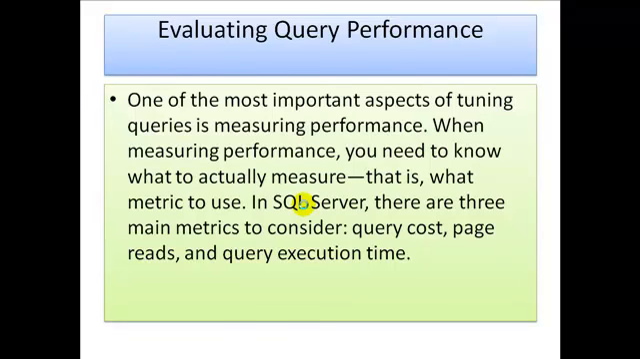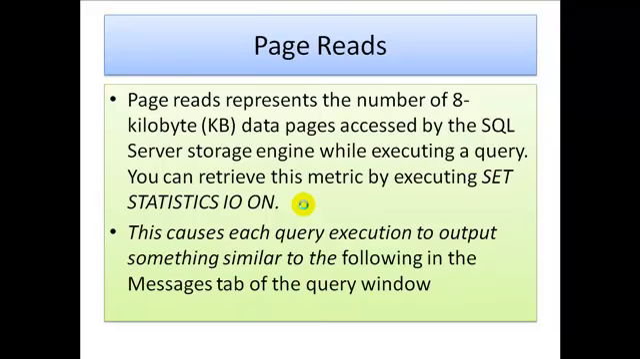Evaluating query performance. One of the main aspects of query performance is measuring performance. When measuring performance, you need to know exactly what to measure and on what basis. There are three main metrics to consider for query performance: one is query cost, then page reads, and the third is query execution time. What is query cost?